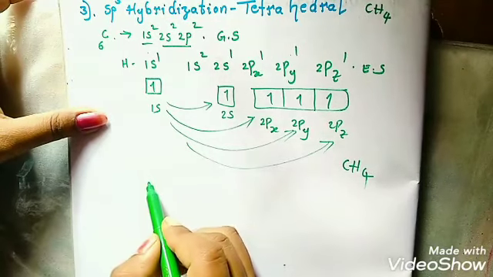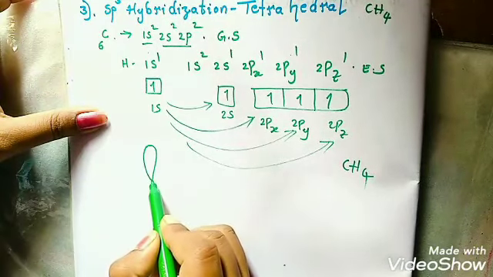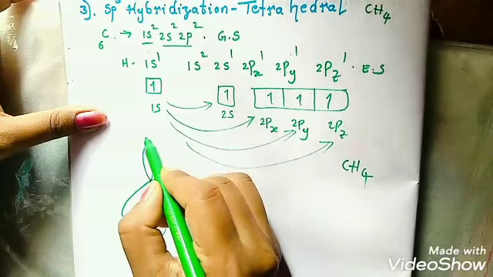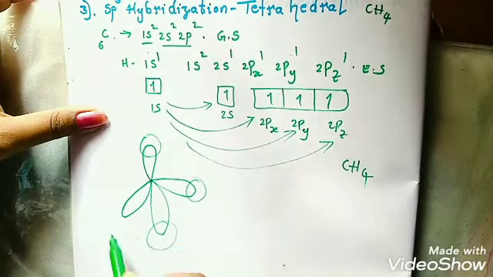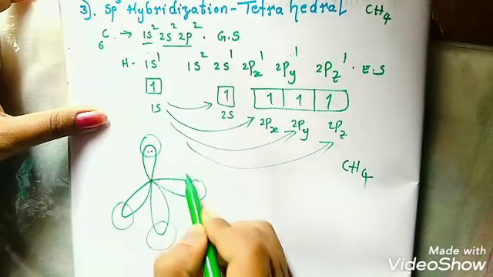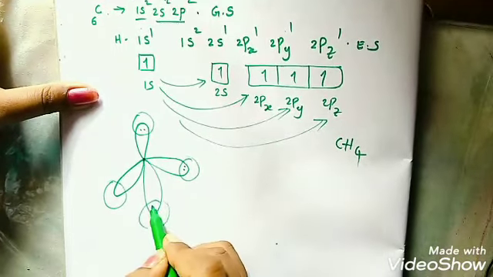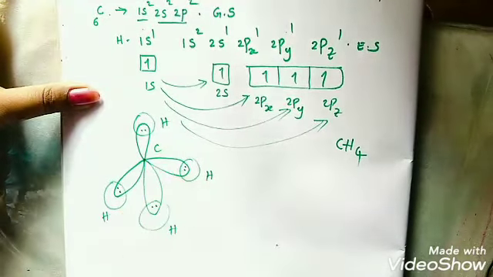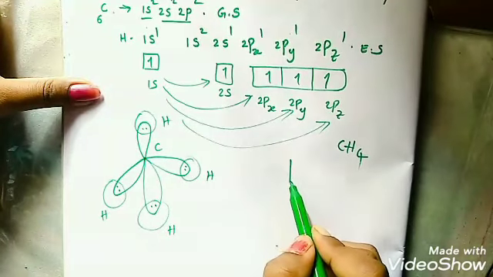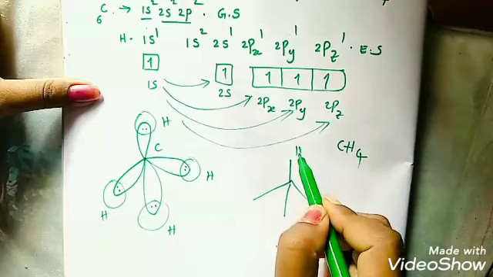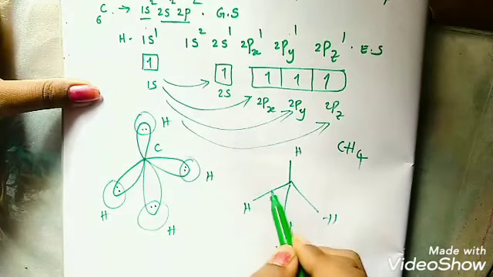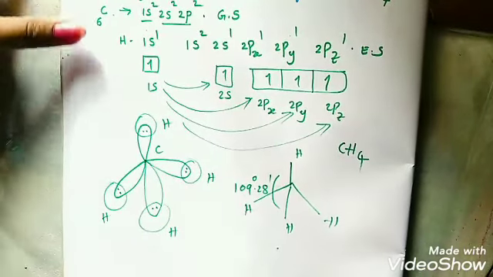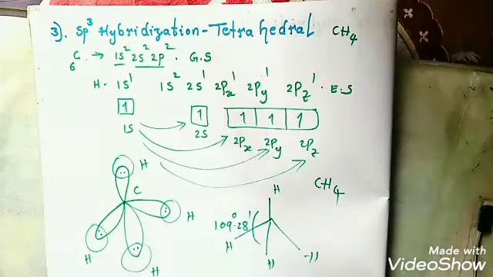Then if you draw the structure of tetrahedral hybridization, students, it must be like this. Here the 4 hydrogens must be located at the edges of this, and inside the orbitals there must be bonded electrons. So these are the hydrogens, and the middle one is the carbon. So this is the structure. For the methane molecule, the bond angle is 109 degrees 28 minutes. This is about the bond angle. And the third one is sp3 hybridization.